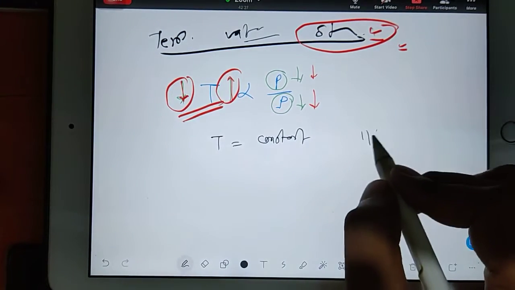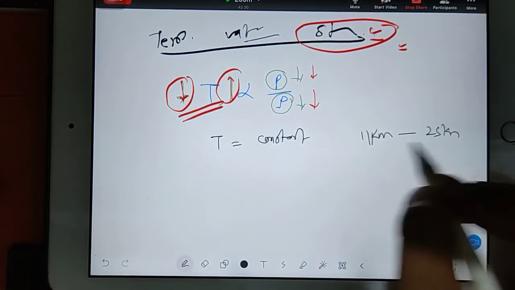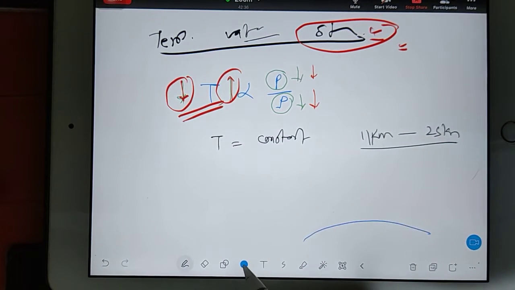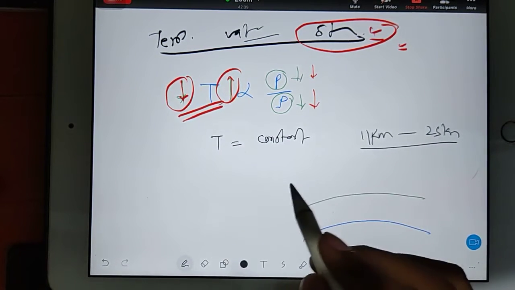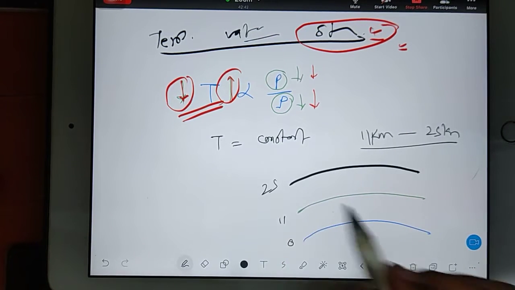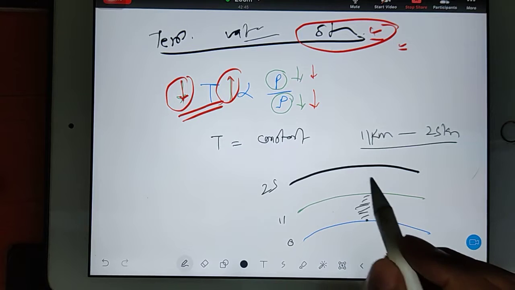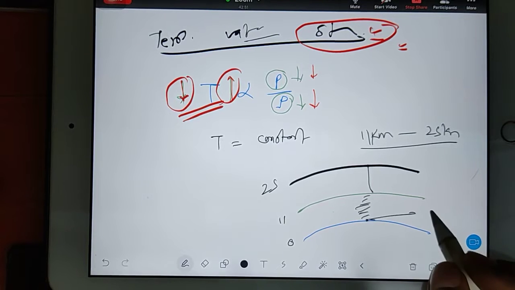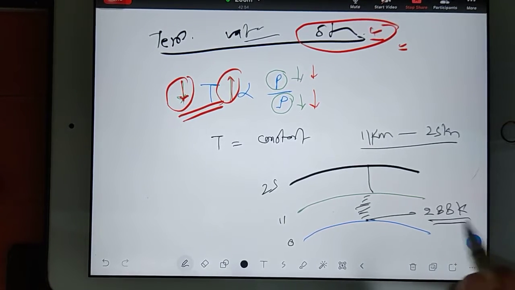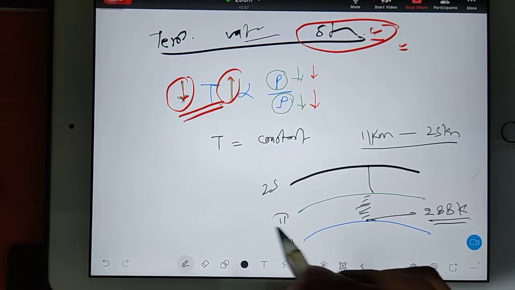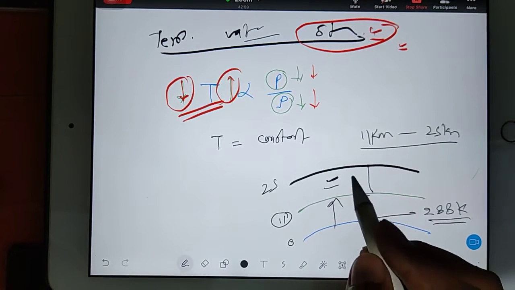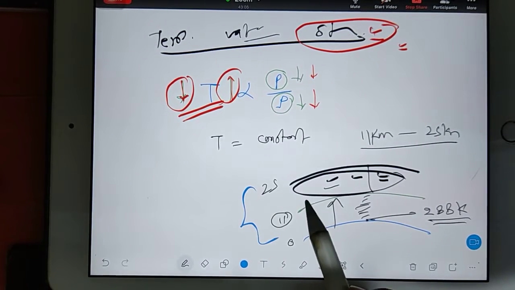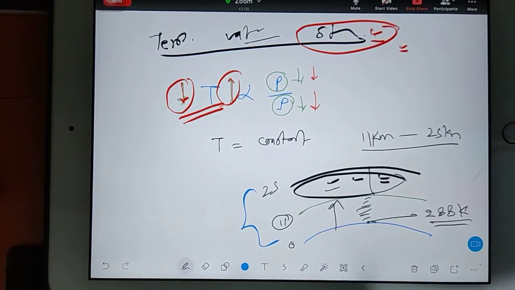So temperature is constant from 11 kilometer to 25 kilometer. We have stratosphere, and suppose this is the Earth's surface, and from here till here you have troposphere, and then you have stratosphere. So 0 to 11, 11 to 25. From here your temperature value will keep on decreasing, but after that it will be constant. You should also remember this point. At mean sea level, we consider our temperature as 288 Kelvin, and when you go to 11, it will decrease. After that, constant. So this is the logic in troposphere and stratosphere.